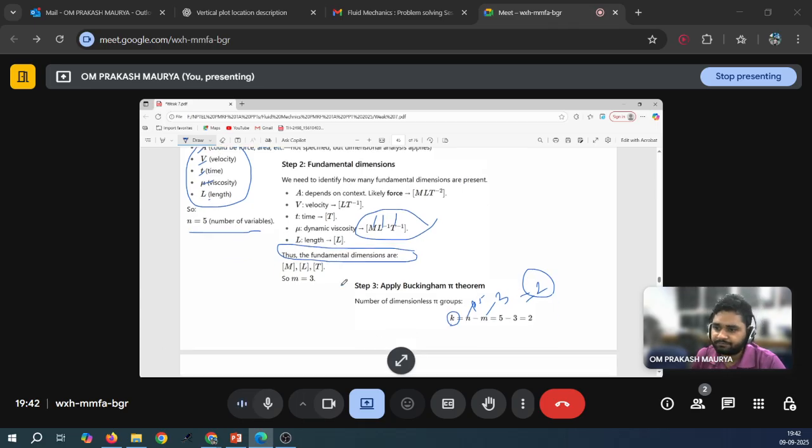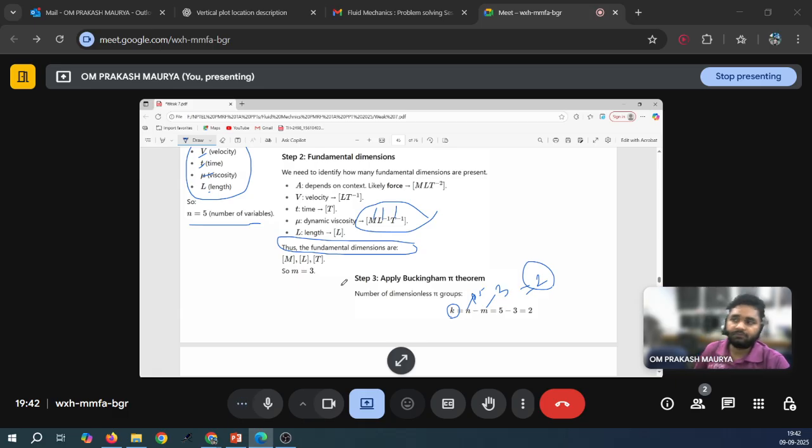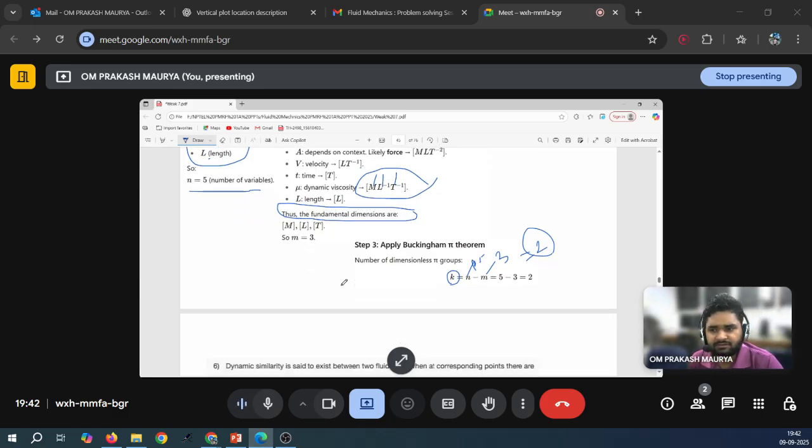Remember please how you will calculate. First we need to try to find out the fundamental dimensions in the given question. In most of the cases, always these 3 exist. In most of the cases, not always. Remember, I am telling most of the cases.